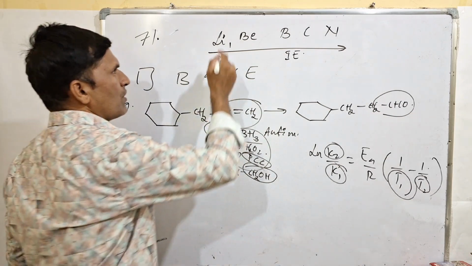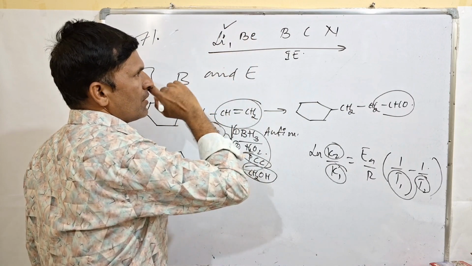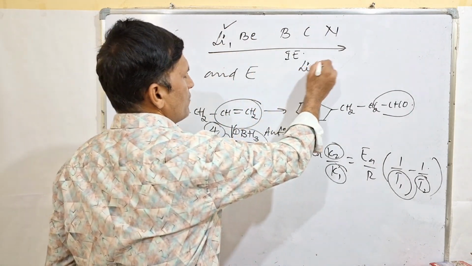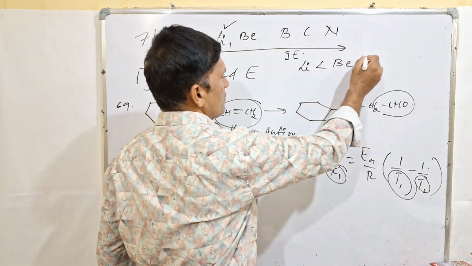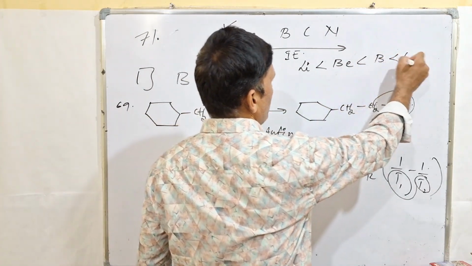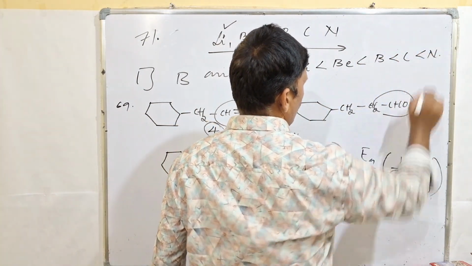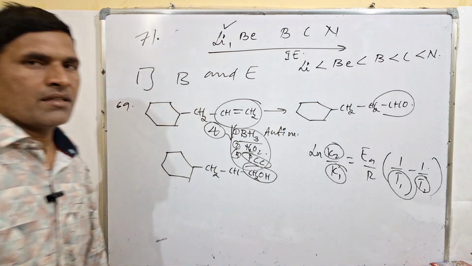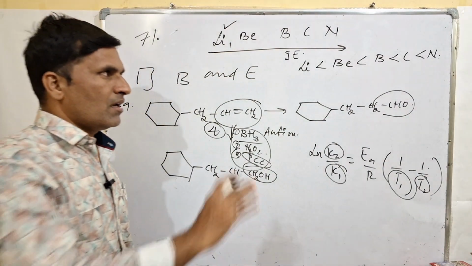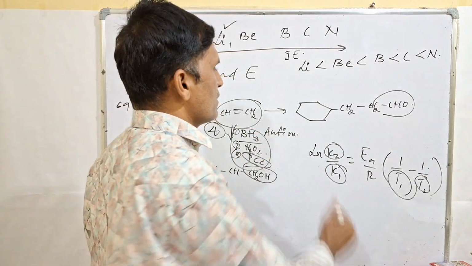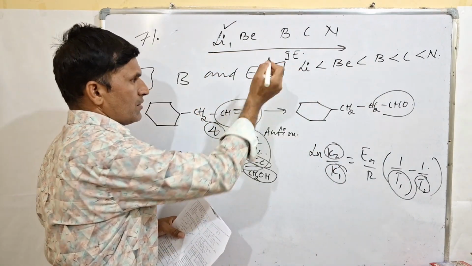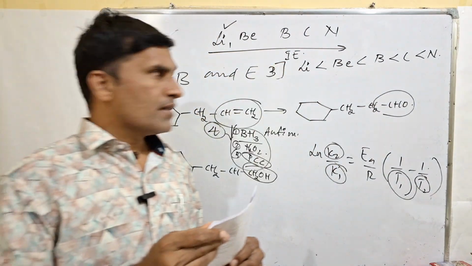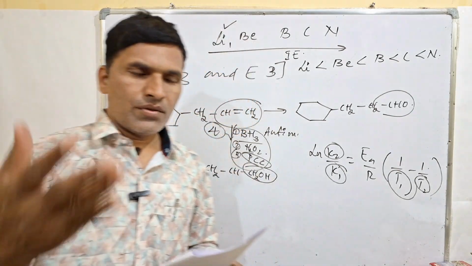Lowest will be with what? Lithium. So lithium, followed by beryllium, followed by boron, followed by carbon, then nitrogen. There is no fluctuation or any exceptions here. So therefore, it is the third option. All right. Let us move on to the next question.